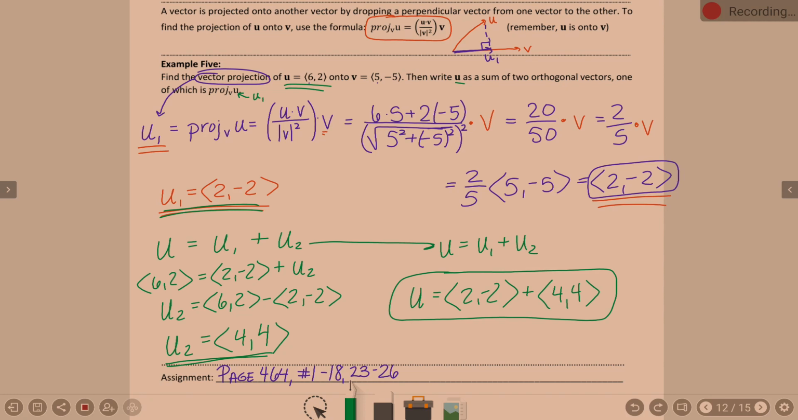Okay, you have work time. Page 464, 1 through 18, 23 through 26.